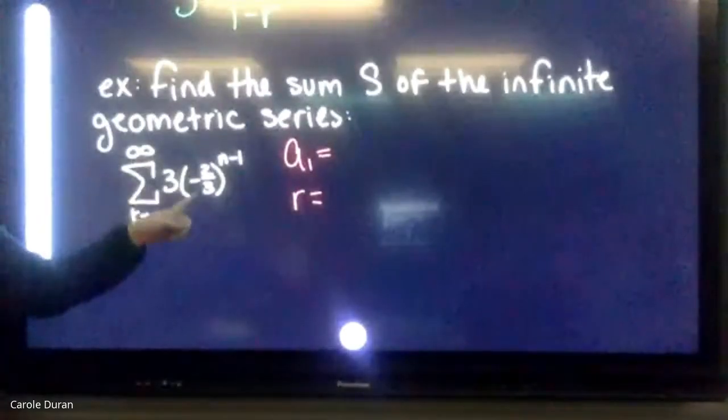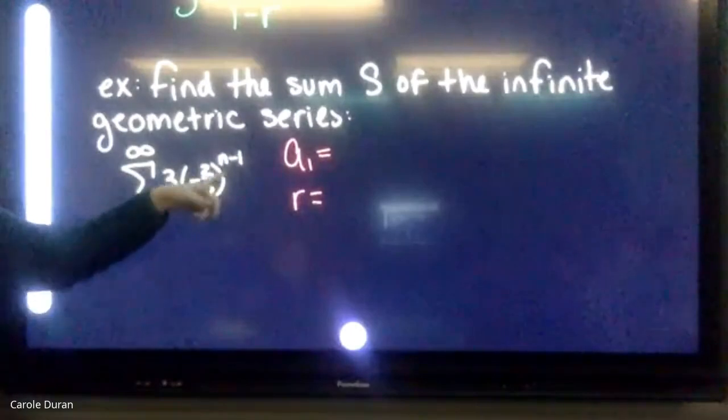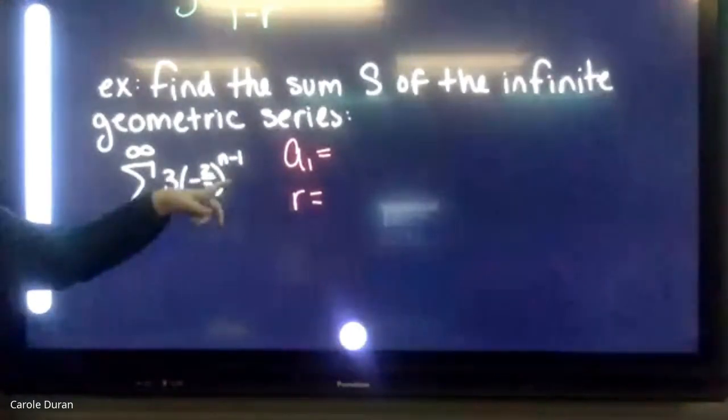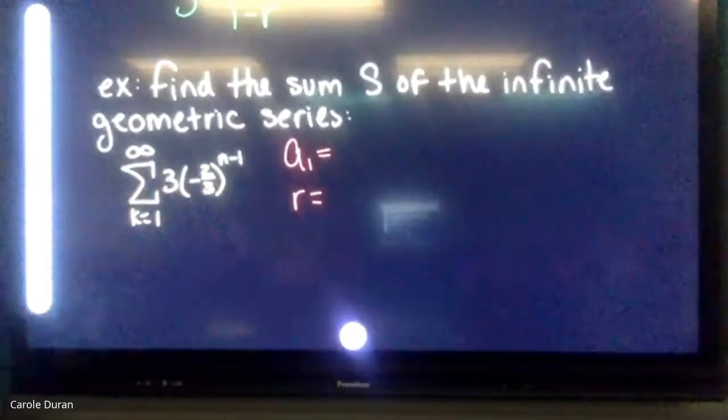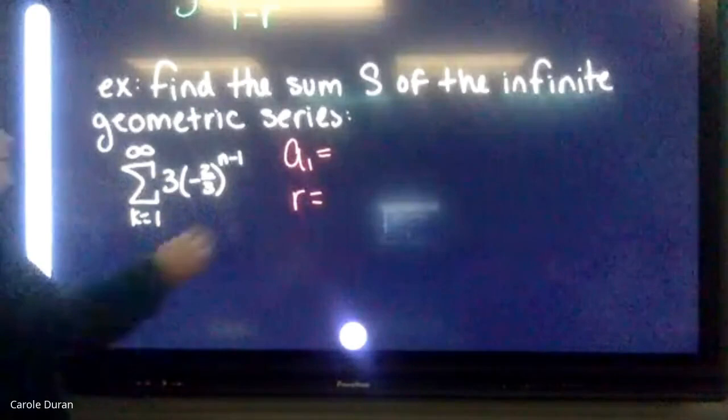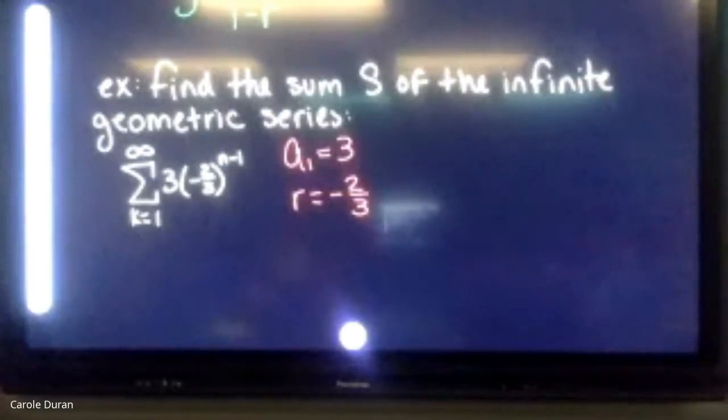I know that because it has my rate or my ratio raised to an n minus 1 power. So what would 3 be? 3 would be my A1 and negative 2/3 would be my R. If you didn't know what R was from this, you could write out the first couple terms of the sequence and then you could use division to find your R, yes. But this one actually gave it to me.